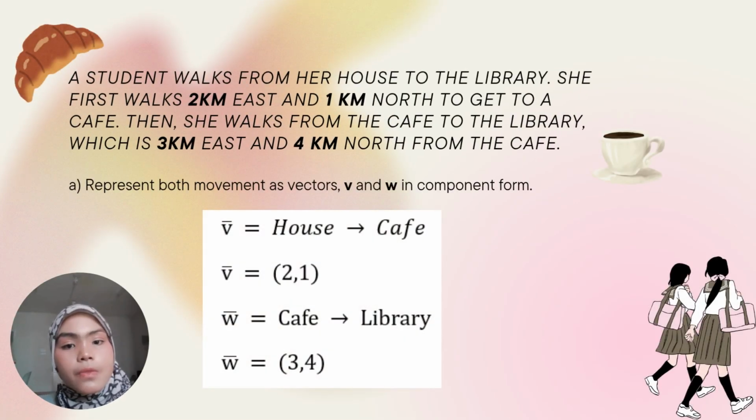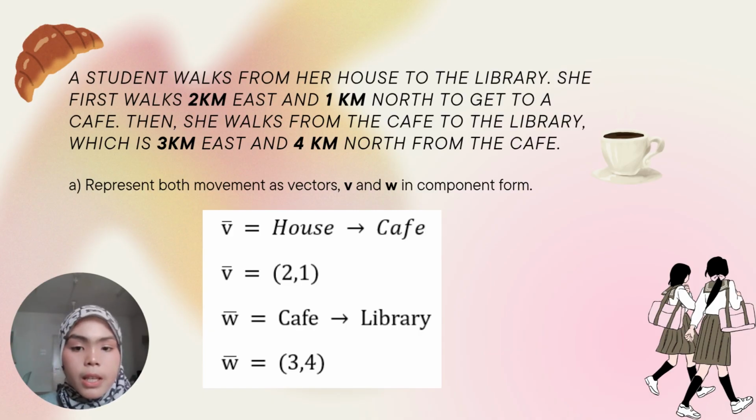A student walks from her house to the library. She first walks 2 kilometers east and 1 kilometer north to get to a cafe. Then she walks from the cafe to the library, which is 3 kilometers east and 4 kilometers north from the cafe. Question A: represent both movements as vectors v and w in component form.